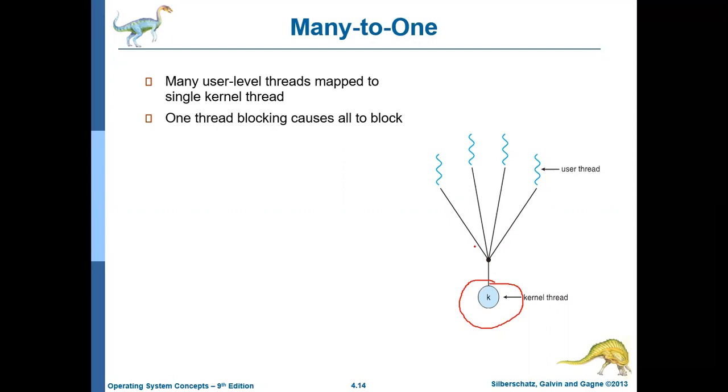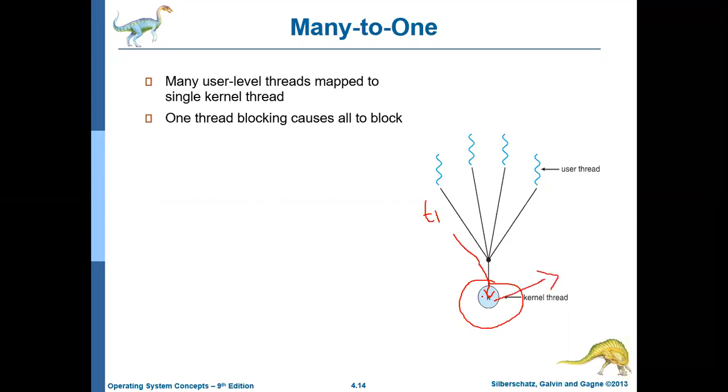But the disadvantage is one thread can block all other threads also. Say for example, this is thread T1. Let us assume currently this thread T1 is using the kernel thread. That is, it is performing the task through the kernel thread. Now say that this T1 got blocked. Blocked in the sense it may be waiting for an IO operation or something. So who is waiting? Along with T1, this kernel thread is also waiting.